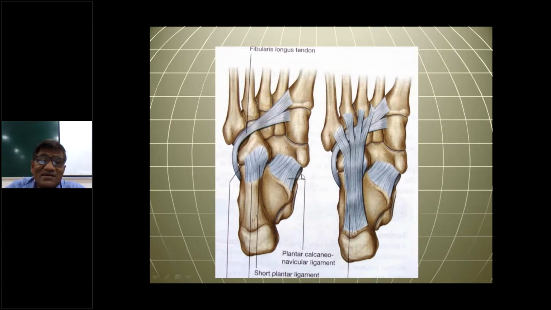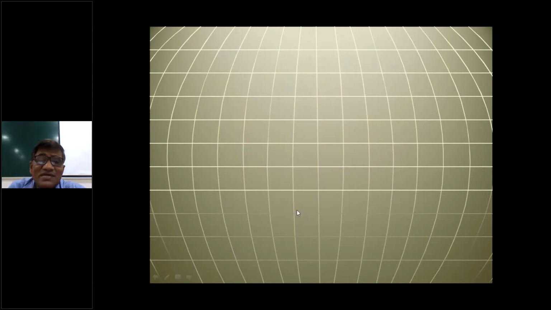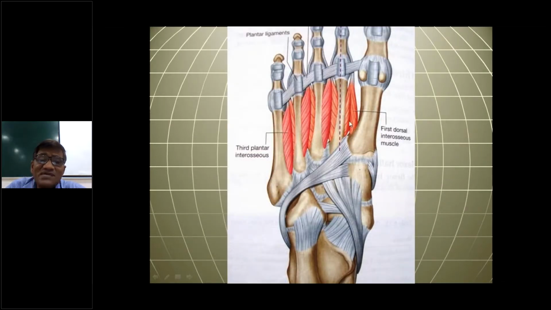Now look at the ligaments here. So this is the long plantar ligament. Long plantar ligament, deep to that, and superior to that is the short plantar ligament. These are the beautiful intersegmental ties. You see, connecting calcaneum and cuboid, short plantar ligament and long plantar ligament. Now, origin of these interossei also act like intersegmental ties.